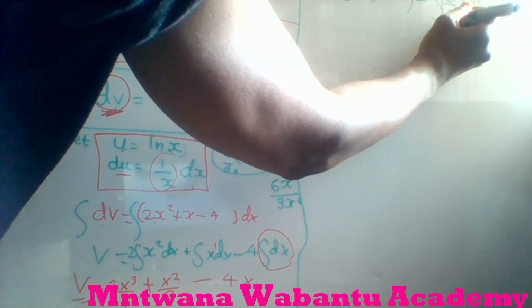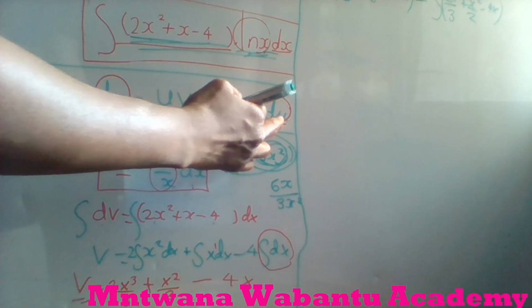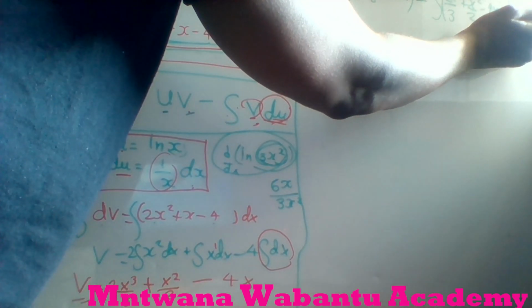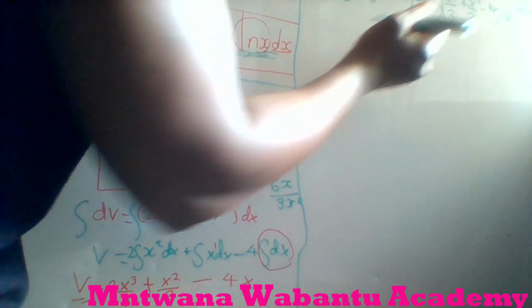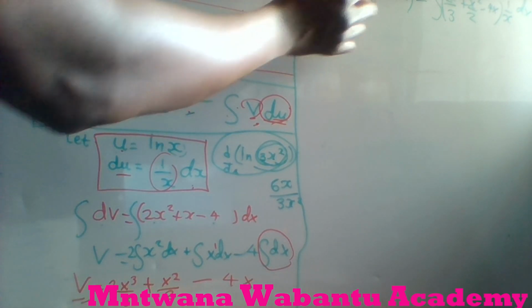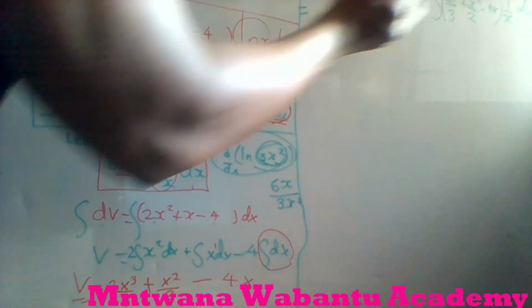This is our v, but times du. What is du? Our u is ln of x, so du is 1 over x, and you'll have a dx. So what we're going to do now is a matter of simplification. Here for the first part, there's nothing you can do. Only here can we simplify. So this is going to be ln of x.